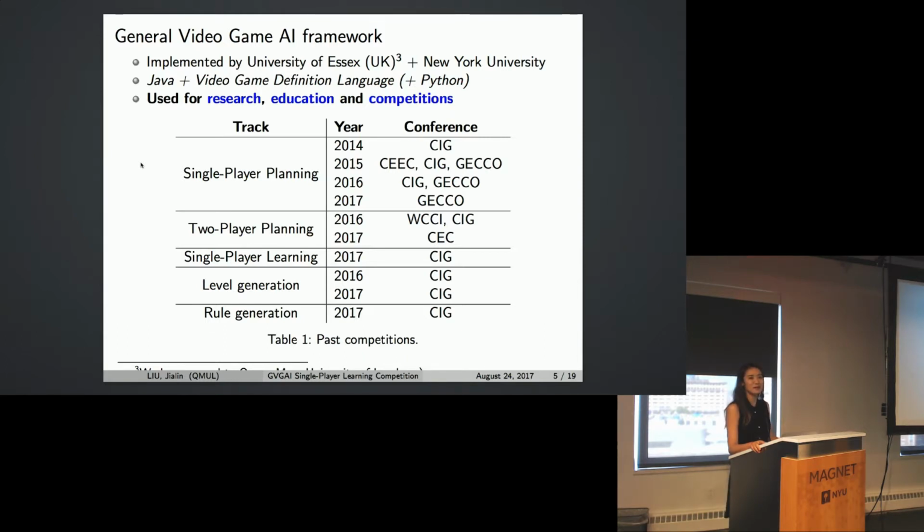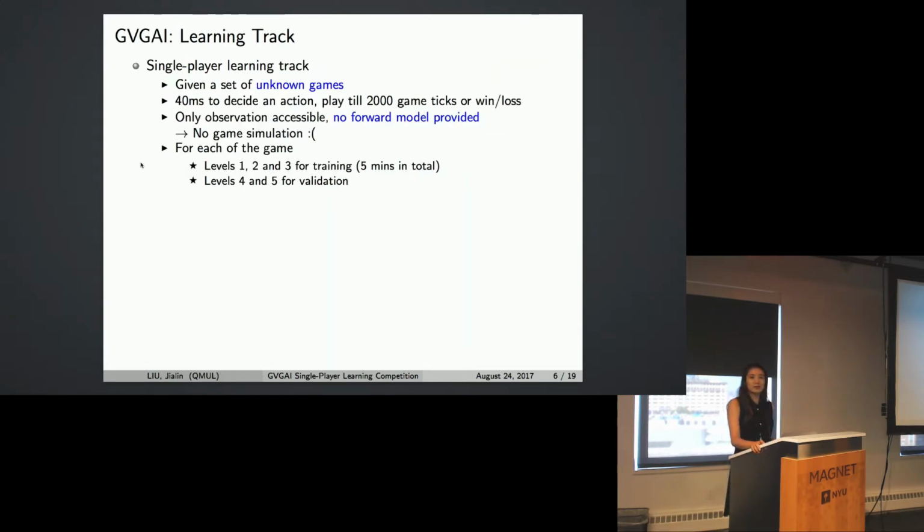And this year, yes, the single-player learning track is in its first year at CIG. If you have heard about the planning track, you know that every agent is given a known set of games, and the agent will play the games one by one, all 5 levels. In the learning track, there is a key difference from the planning track. That is, in the learning track, the agent won't have access to the forward model, which means you cannot simulate the game. In the planning track, as the agent is given a forward model, after selecting an action, or rather just considering an action, the agent can simulate the game and get the reward and game state of the next game tick.